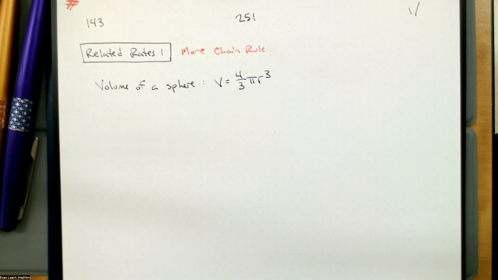So we're going to play more chain rule game today. We're going to start by looking at this well-known formula. If you did not know that the formula for the volume of the sphere was 4/3 pi r cubed, you do now know that the formula for the volume of the sphere is 4/3 pi r cubed.